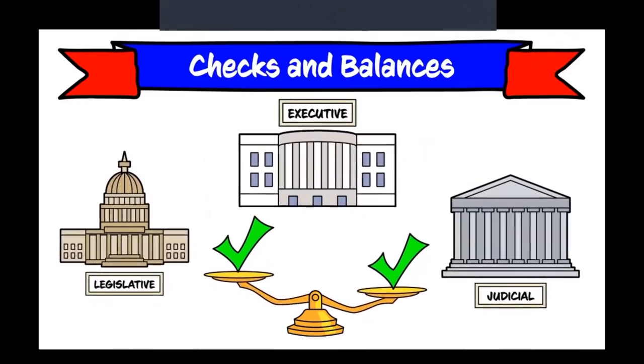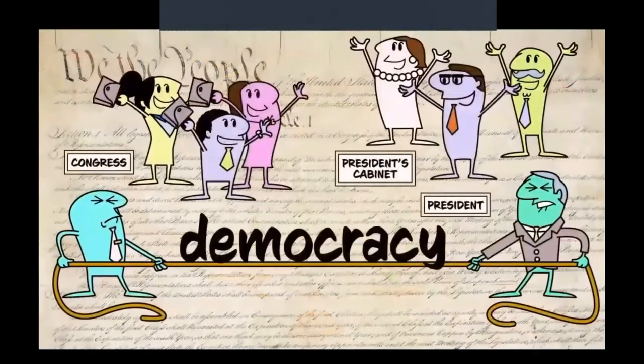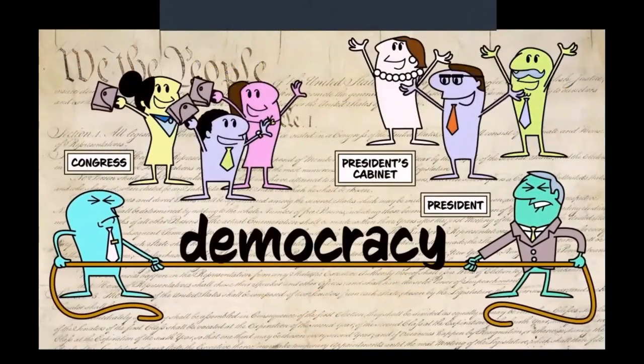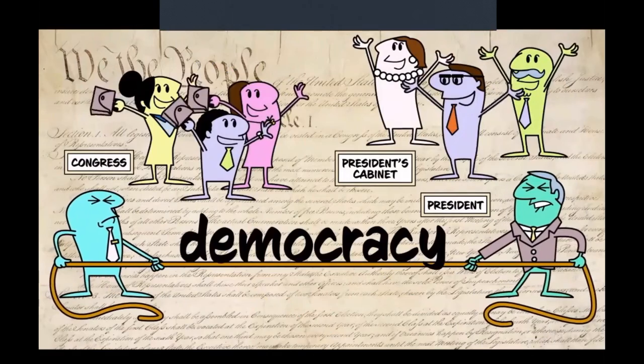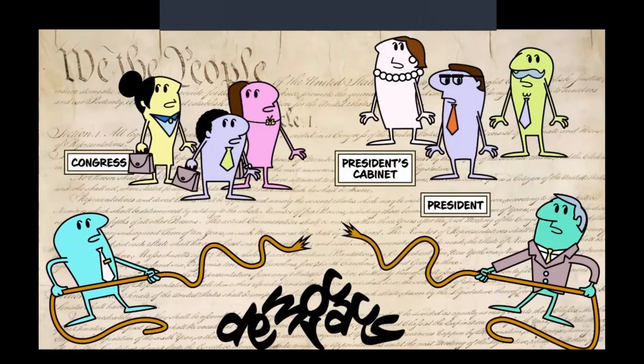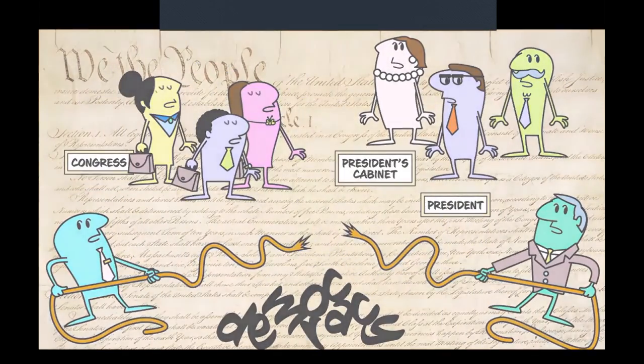But are these checks working? How do we maintain our system of checks and balances when the relationship between the Congress and the president is more about political power than governing?